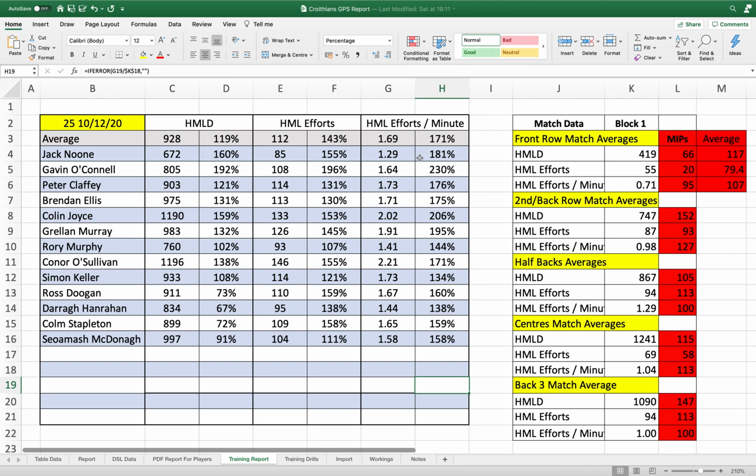So anywhere up to 75% is kind of an amber, low team run type session. 75 to 100 is a green, match intensity type session, and then anything above that is quite a tough session. So I'm not going to go into too much more detail than that, but hopefully that just gives you an idea of what we're trying to do here.